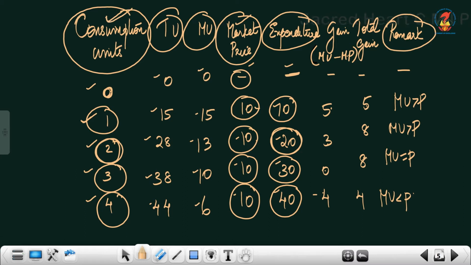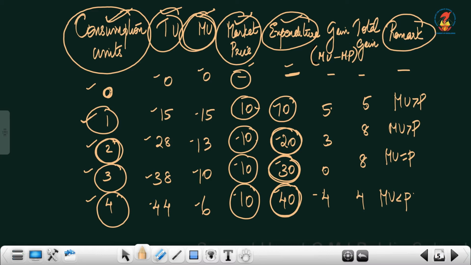Consumption units means how many chapatis you are consuming. Total utility means the sum total of utility that you are deriving from the consumption of the chapatis. Marginal utility is delta TU by delta Q. Then comes market price, 10 rupees for each chapati. Then comes expenditure. If you are buying 3 chapatis, 10 into 3 is equal to 30. If you are buying 4 chapatis, 10 into 4 is equal to 40. Then comes the next 3 columns. I hope you know how to find out marginal utility because you have already done it. Marginal utility is delta TU by delta Q.